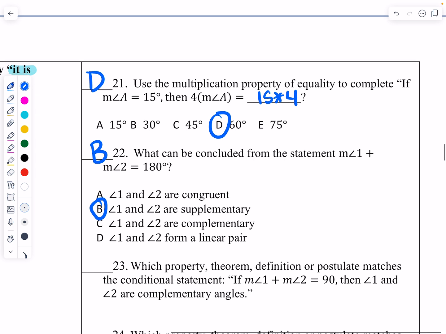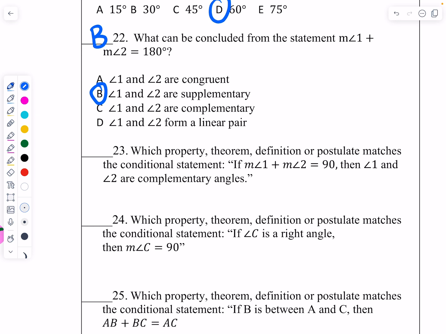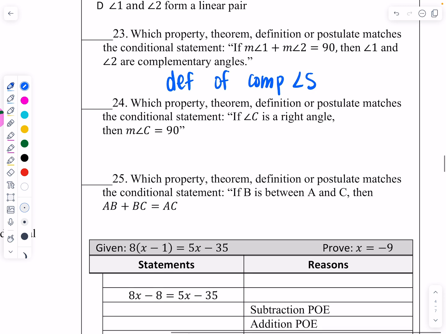Okay, what property, theorem, or definition matches the conditional statement: if 1 and 2 add up to 90, then 1 and 2 are complementary? That would be our definition of complementary angles. What about if C is a right angle, then the measure of angle C equals 90? That is the definition of a right angle. If an angle is a right angle, it measures 90 degrees.